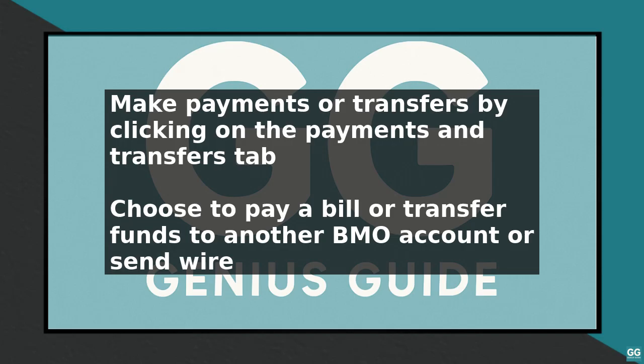To make a payment or transfer funds, click on the Payments and Transfers tab. You can choose to pay a bill, transfer funds to another BMO account, or send a wire transfer. You will need to provide the recipient's account information and the amount you want to transfer.